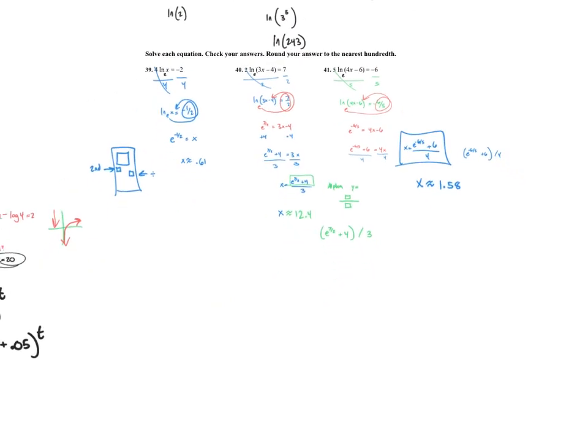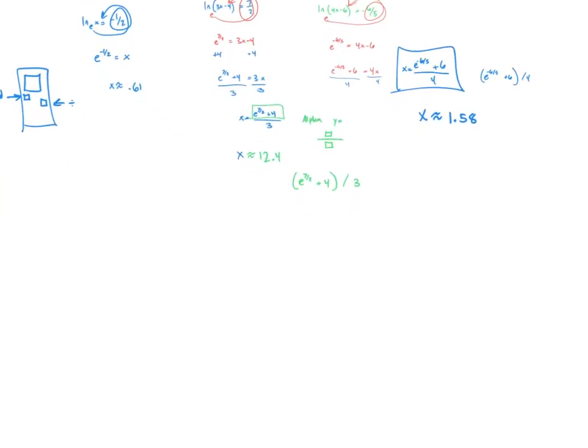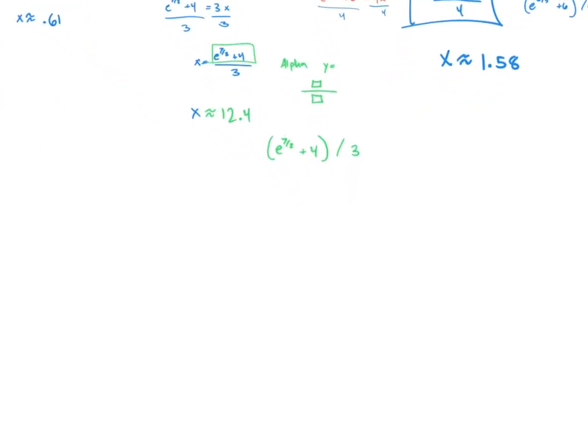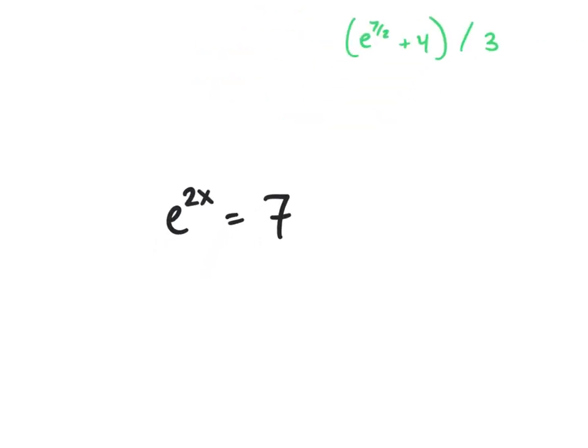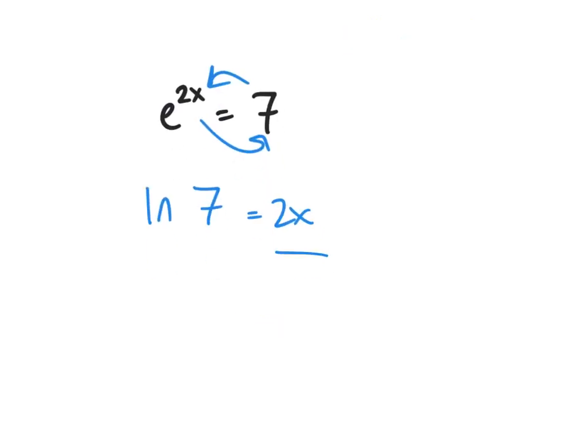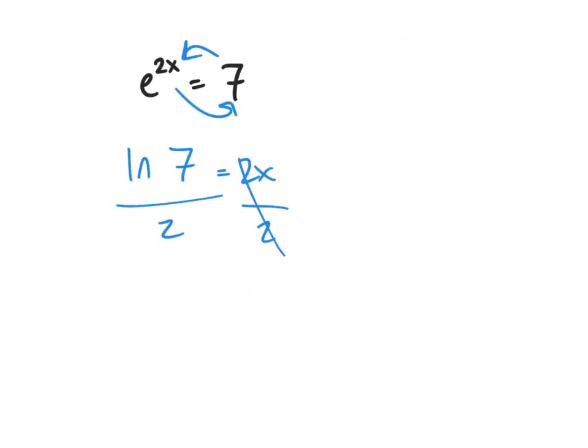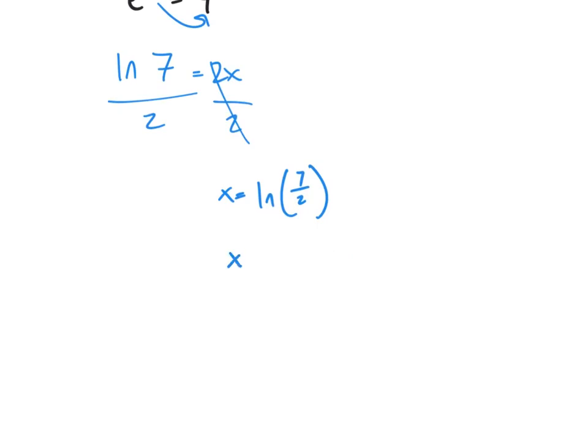Now, one more thing that I didn't type out onto the review is that we do need to be equipped to use drop, log, and roll when our base is e. So if I gave us e to the 2x is equal to 7, we would need to use drop, log, and roll, but since our base is e, I'd use natural log and roll. So then we could simply divide both sides by 2, and we'd have that x is equal to the natural log of 7/2.